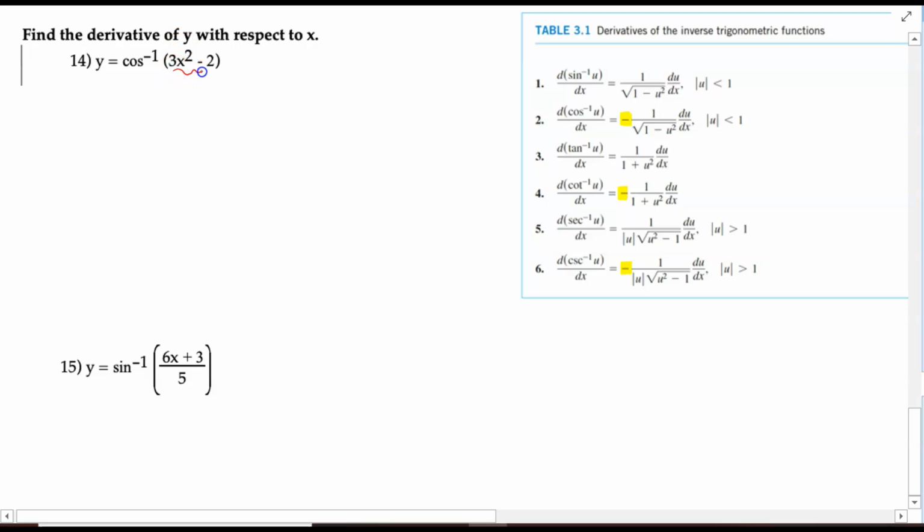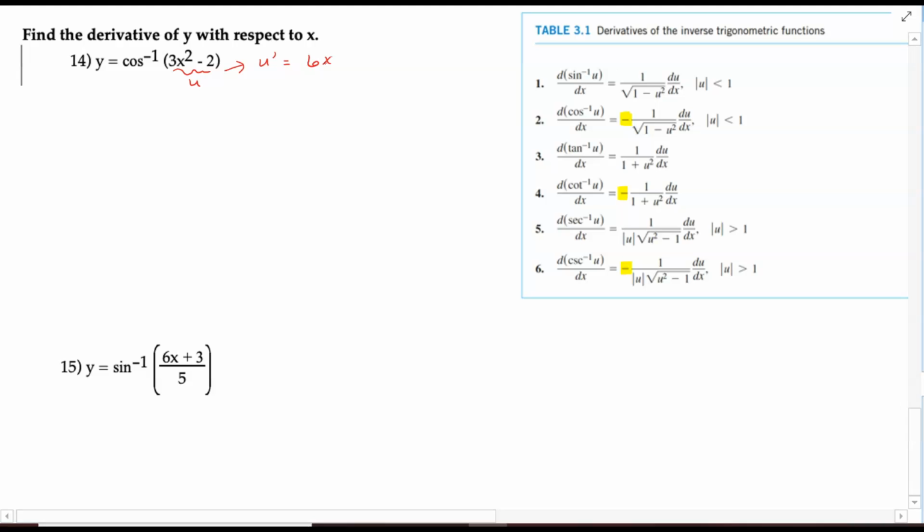So just want to point out here that this is u. So if we need to know, for example, a u prime, we'll just take the derivative real quick before we get going. So 3x squared minus 2, the derivative is going to be 6x. Okay, so keep that in mind.